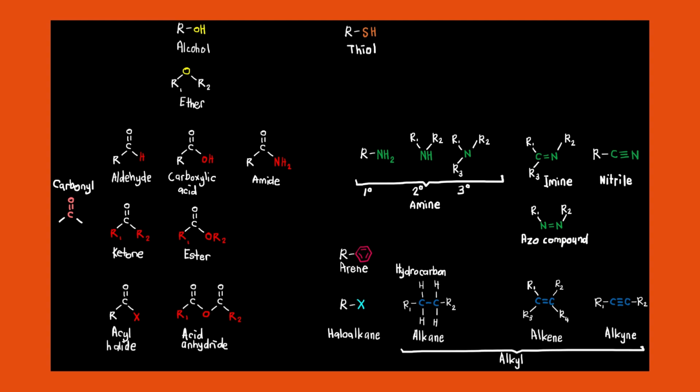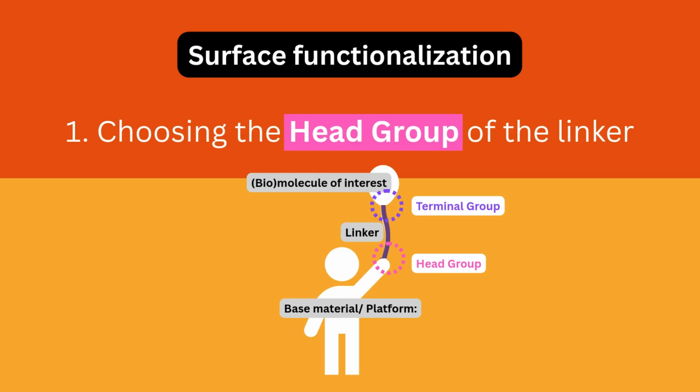These groups can be found in the biomolecules we want to attach, or at either end of a chemical linker, the head group or the terminal group. When preparing a surface for functionalization, our first step is choosing the head group of the linker. This part of the molecule needs to match the base material, whether it's metal, ceramic, or polymer, so it can attach securely. Meanwhile, the terminal group at the other end will connect to your biomolecule of interest.